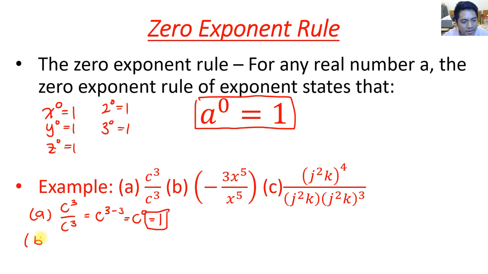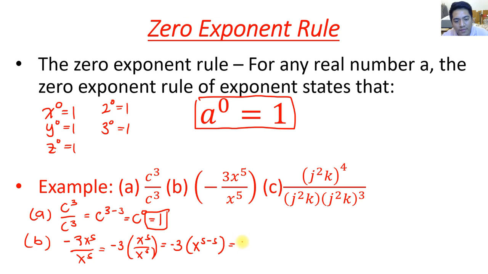Alright, so for letter B, we have negative 3x raised to 5 all over x raised to 5. So I can factor out first negative 3 here, and we have x raised to 5 all over x raised to 5 here. So you have negative 3, then x raised to 5 minus 5. So you have negative 3 times x raised to 0. X raised to 0 is 1. So you multiply negative 3 by 1, and the answer would be negative 3.